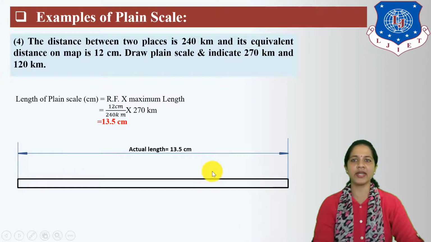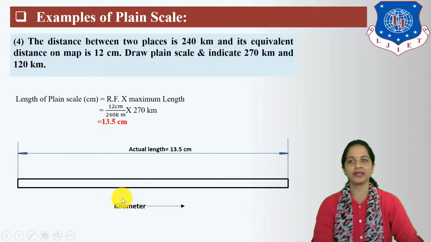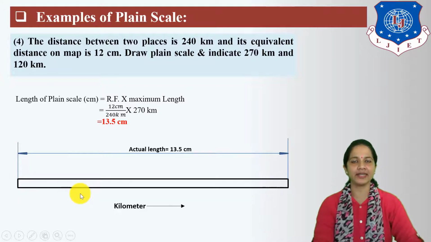Next draw a 13.5 cm line which indicates maximum 270 km. Now here divide this 270 km line into equal 3 parts. Mark here its kilometer as 0, 90, 180 and 270 km.